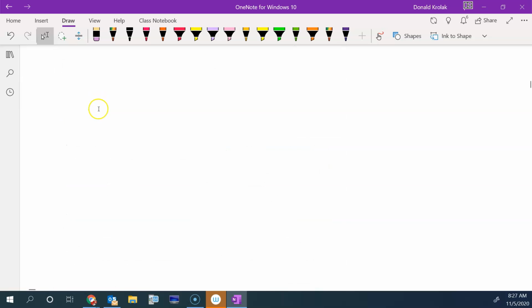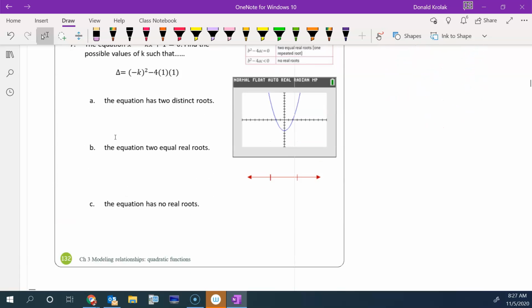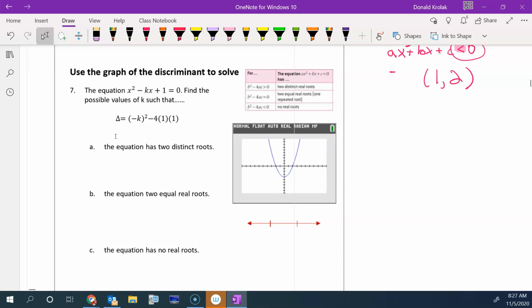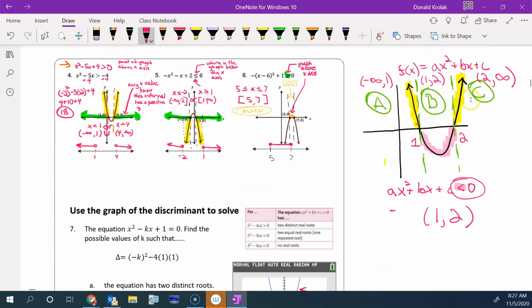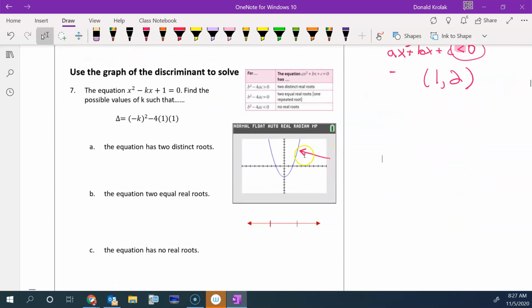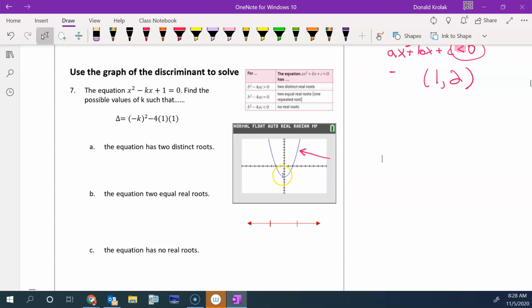Now what we're going to look at is the discriminant. This is page 132. Here, this is what's really important. This graph is the graph of the discriminant. It is not the original graph. What I drew up here was the original parabola; this is the graph of the discriminant. So they're two different things: graph of the original, graph of the discriminant.